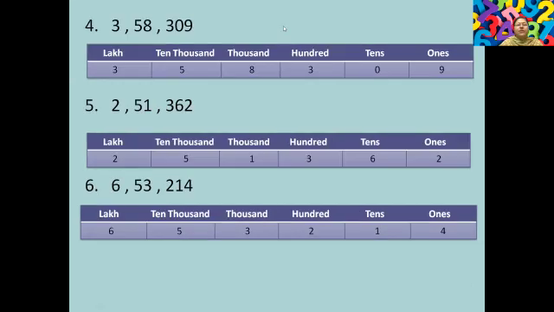Now here you can see, in this question, again, you're going to write from the right side, 903, 85 and 3, 263, 15, 2, 412, 35 and 6. Now if you want to read it out, how are you going to read it? 3 lakhs, 58,309. This is 2 lakhs, 51,362. 6 lakh, 53,214. Now let's go to the next question.